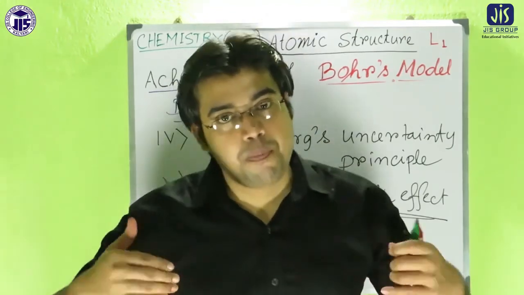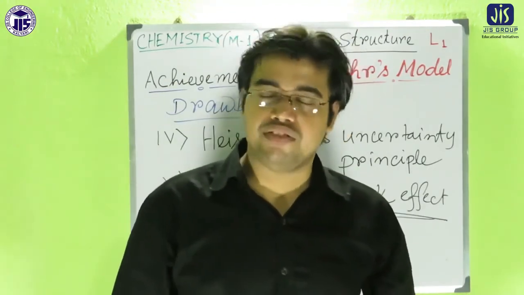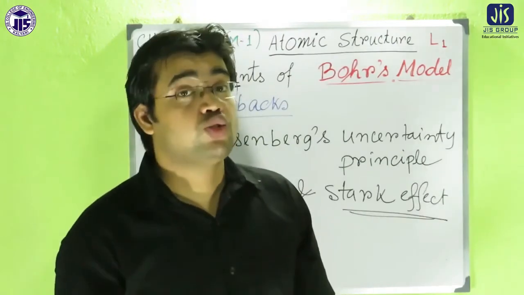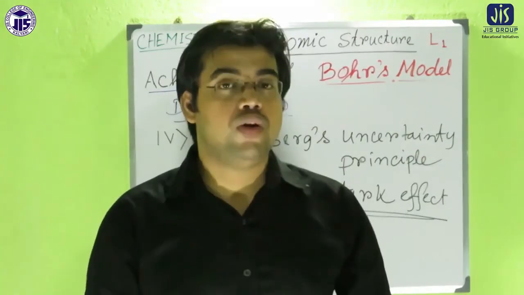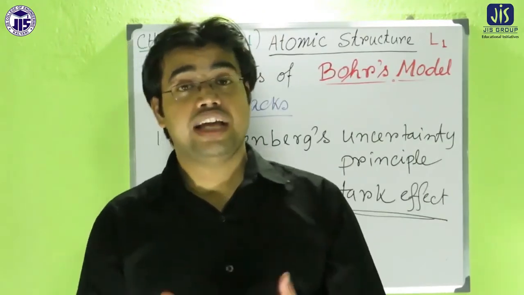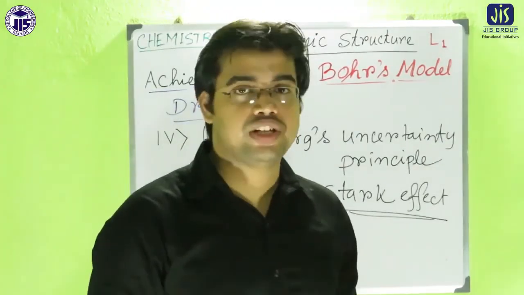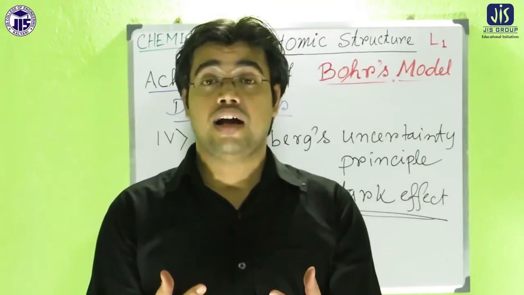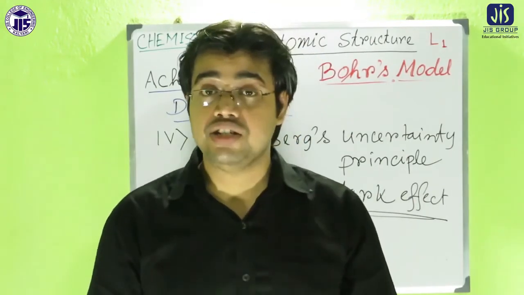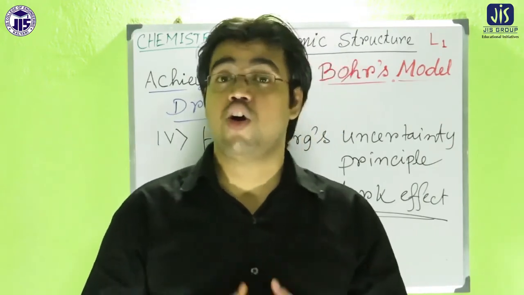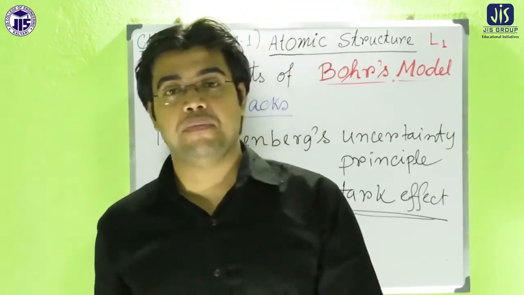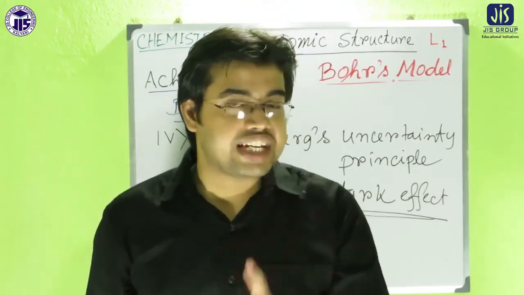Then there are some achievements of the Bohr's model and also some drawbacks. And there are some parameters too, like spectral parameters such as wavelength and frequency, and also other parameters like the radius of the Bohr's orbit and the energy of the electrons in a particular orbit. The dimensions of all the parameters we will discuss in the next class.